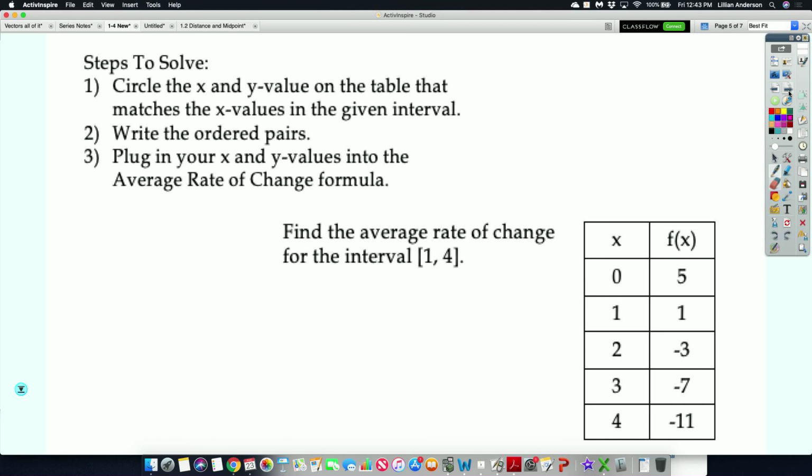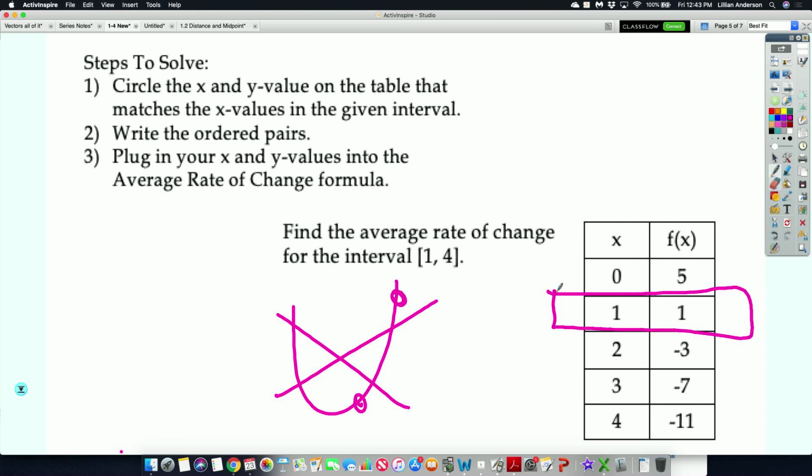So, if I'm looking for 1 to 4, it's almost like on a graph, here's 1 and here's 4. I want to find that. But it's not given to me as a graph, it's given to me as a table. So, I need 1 and I need 4. And again, we're plugging this into our average rate of change formula.